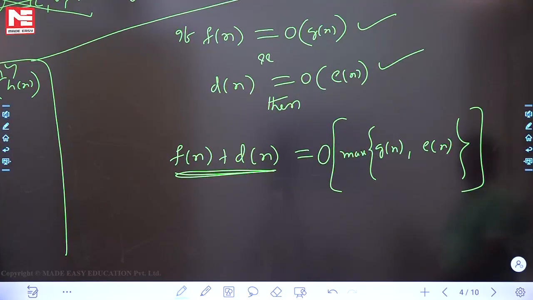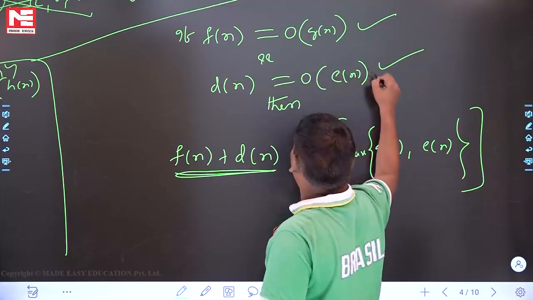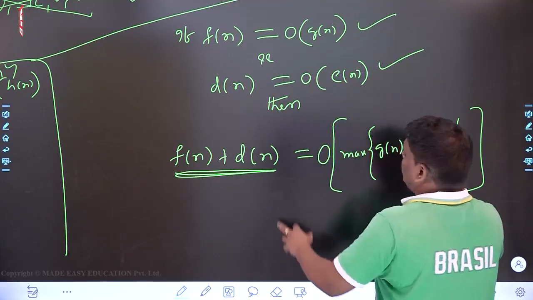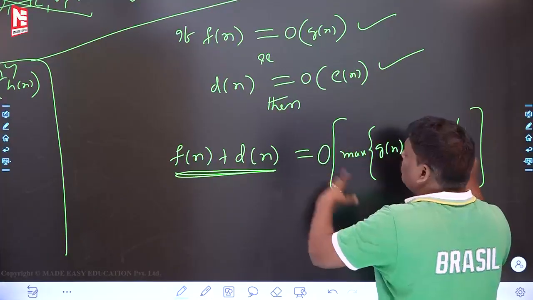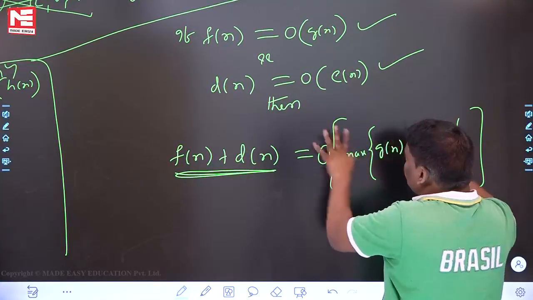Of both the upper bounds, you take the maximum, then big O. This is the answer for this. Now again I am repeating: f is upper bounded by g, d is upper bounded by e. F and d combined, which is the upper bound? If I take only g, d has a problem. If I take only e, f has a problem. The best idea is to take the maximum of both the upper bounds, then big O.